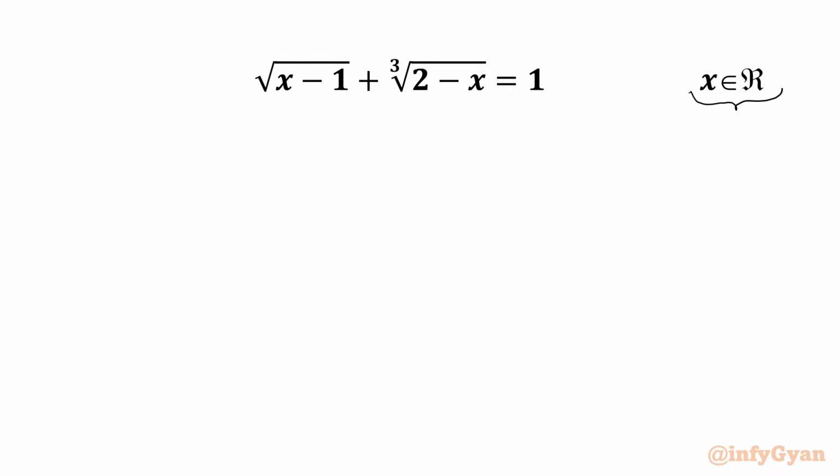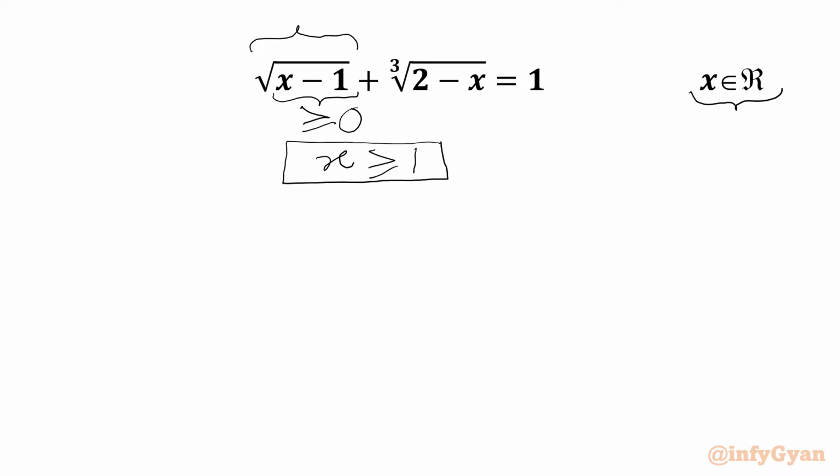So we have square root of x minus 1. We know that the radicand must be non-negative. So we can write x minus 1 should be greater than or equal to 0. So we will get x should be greater than or equal to 1. Our answer should be 1 or more than 1.